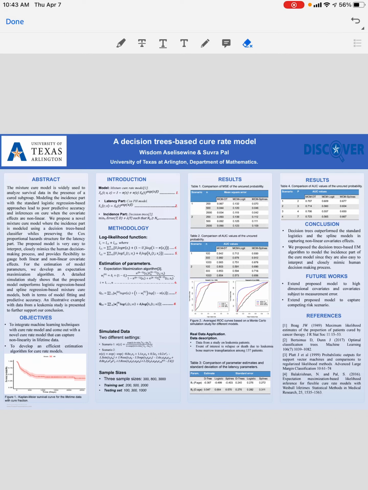Hello, my name is Aselisewine, and I'm currently working on a decision tree-based cure model. Now, the cure model is widely used to analyze lifetime data that contains a cure fraction.